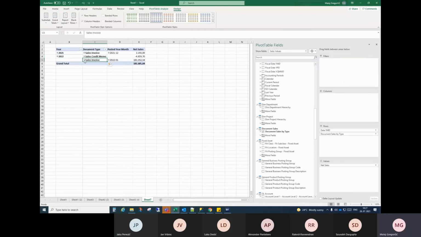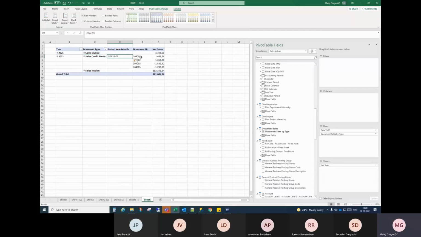Sales invoice, and let's take a look at credit memos because there are not so many documents here. We have 4 documents, okay? This one was posted in January 2020. We have a demo database. Even if it's in the future, don't worry about it. So it was posted in January 2020.